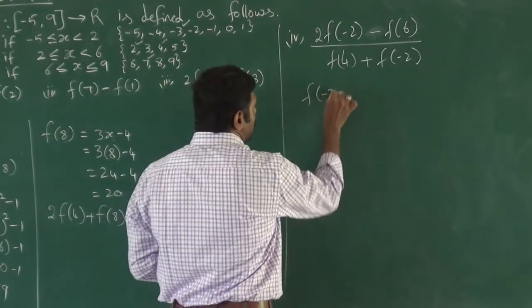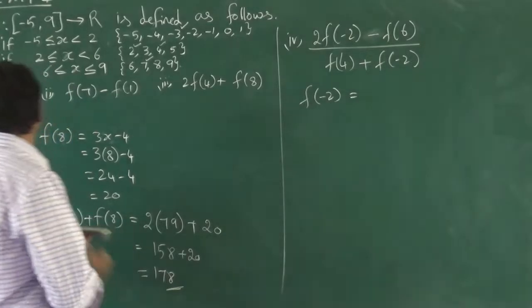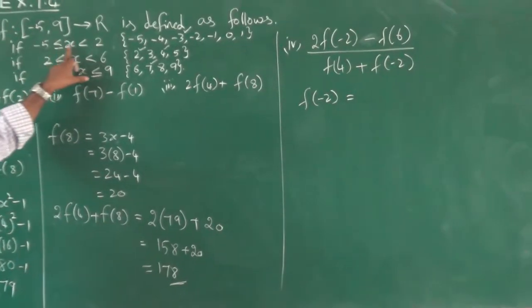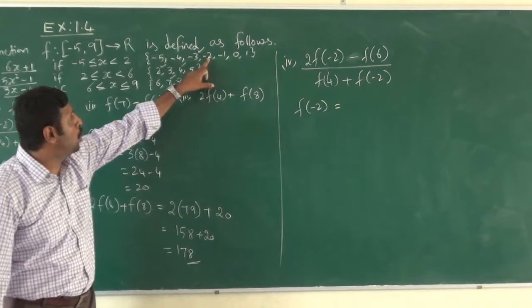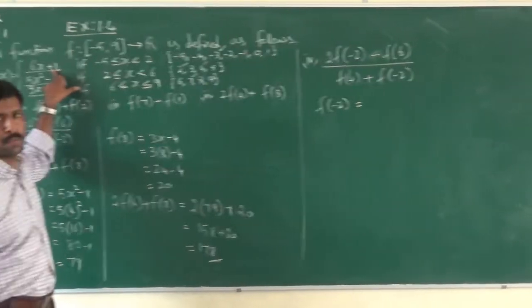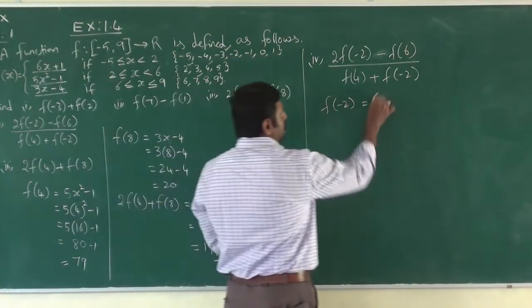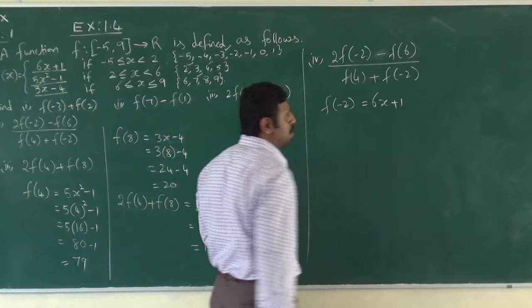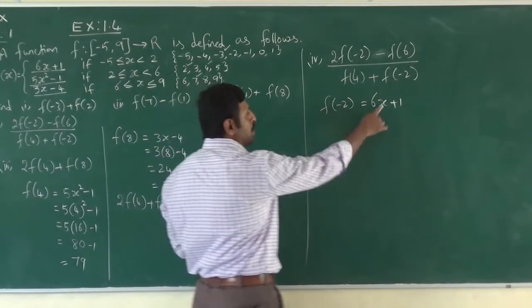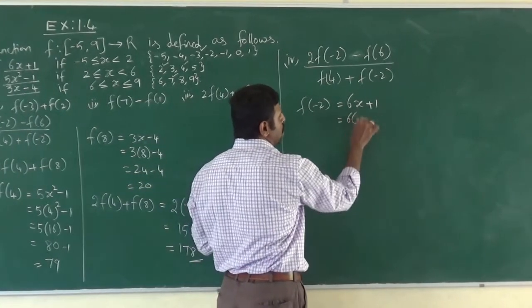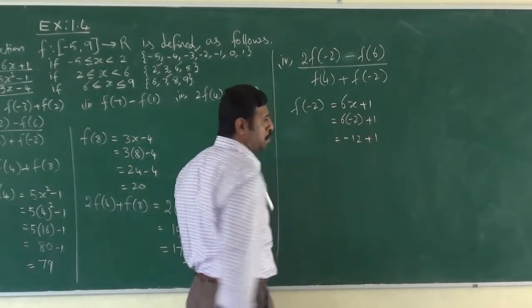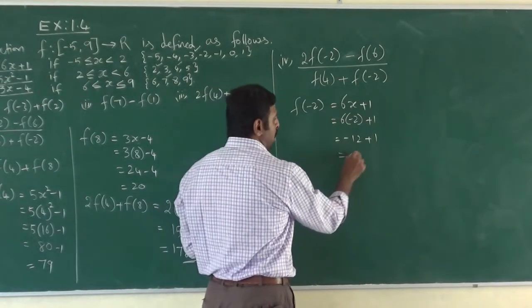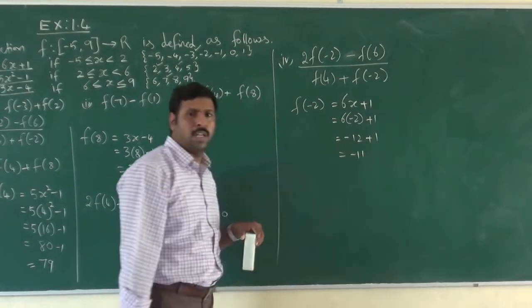Now f of minus 2. Here the x value is minus 2, so we use the function 6x plus 1. In the place of x, I apply the value minus 2. 6 into minus 2 plus 1 is equal to minus 12 plus 1. When you add, we get minus 11 as the value.